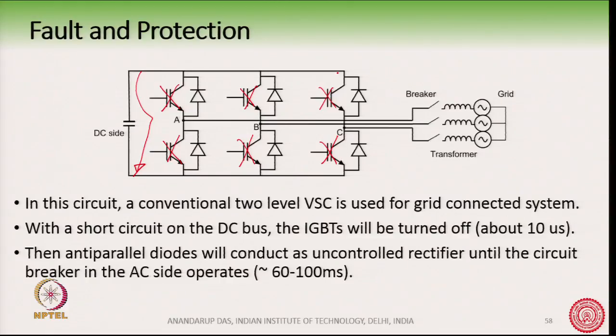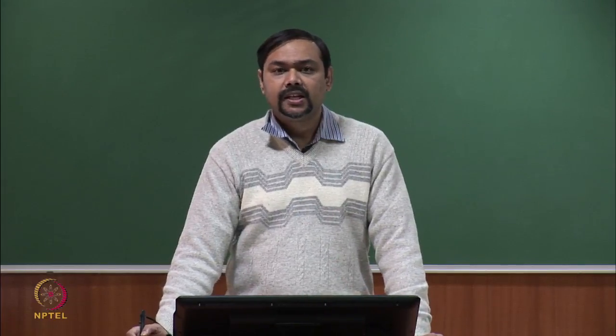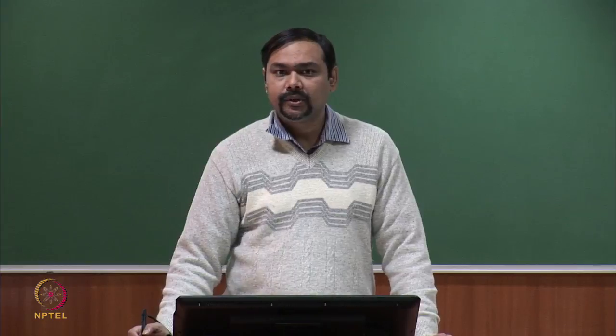Now, this is a very dangerous situation, and the current through the diodes and also coming from the grid can be very high, and we expect the circuit breaker to operate, but mechanical circuit breakers typically take 60 to 100 milliseconds to operate. So, this time of 3-4 cycles is very crucial with regard to how the current is behaving during this point of time.